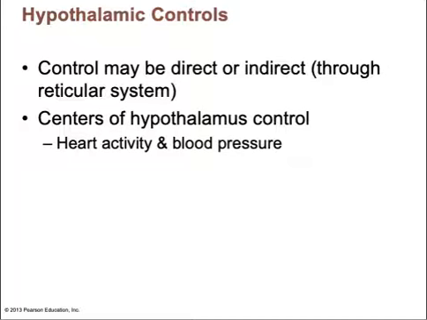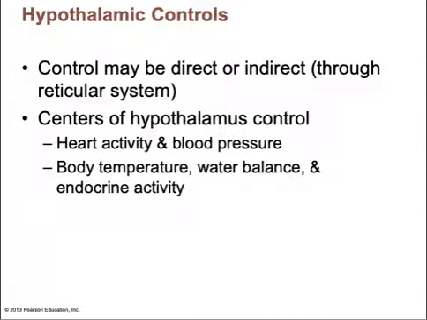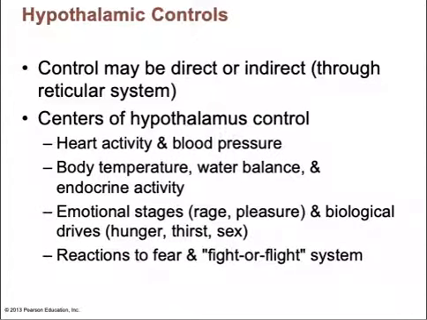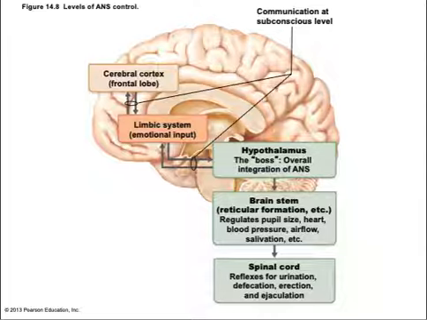Hypothalamic input controls heart activity and blood pressure, body temperature, water balance, and endocrine activity, and emotional states such as rage and pleasure, as well as drives like hunger, thirst, and sex, and our reactions to the fight or flight system. So essentially, you could think of the hypothalamus and the brainstem as a primitive brain that contains survival responses, okay? It developed long before the cerebral cortex did in evolution, and it also develops before the cerebral cortex does in development, which seems not to be a coincidence.